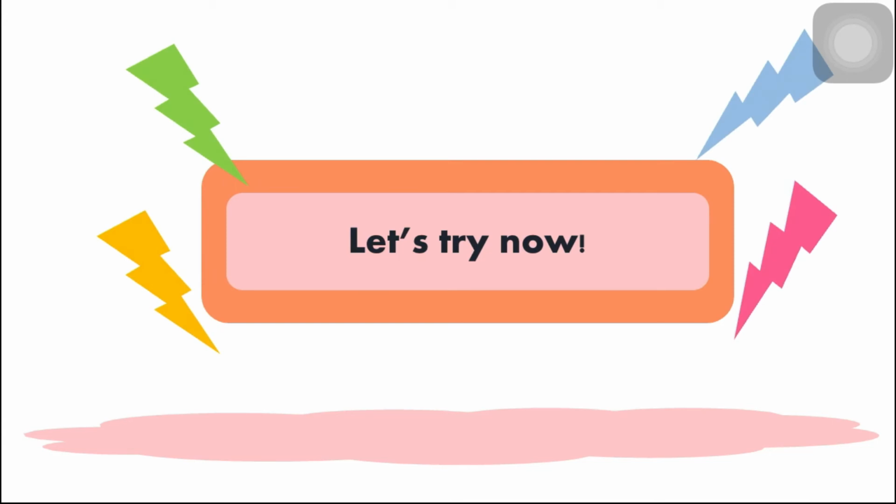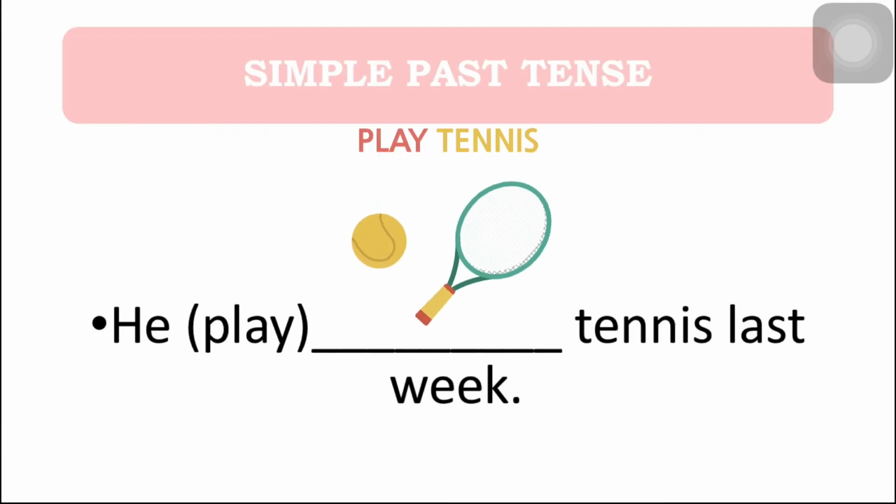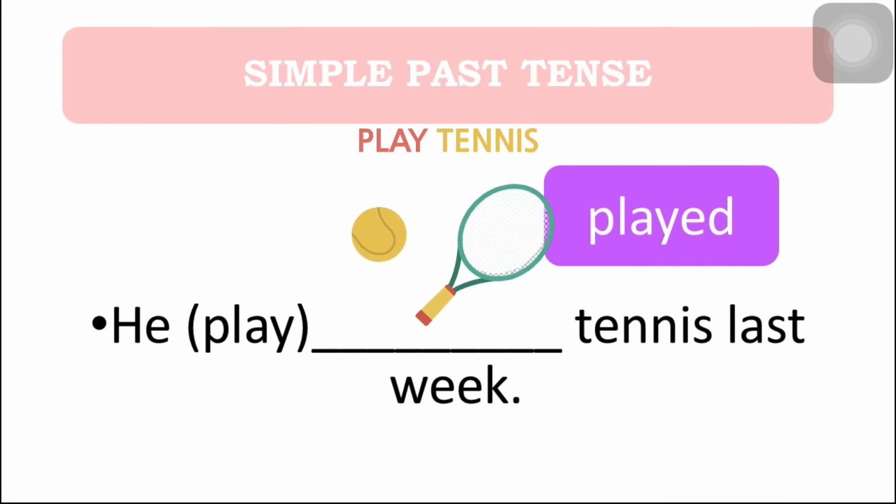So let's try it now. The first one, he played tennis last week. When we see the words last week, we know that this is a past tense. So you can see here, it is consonant Y, so it will become played. He played tennis last week.